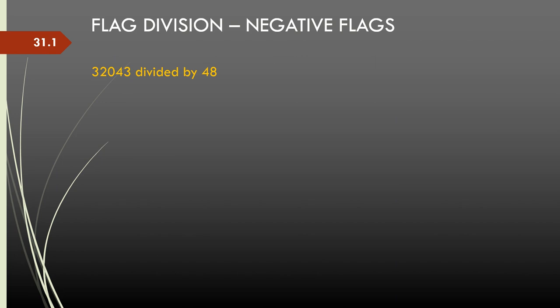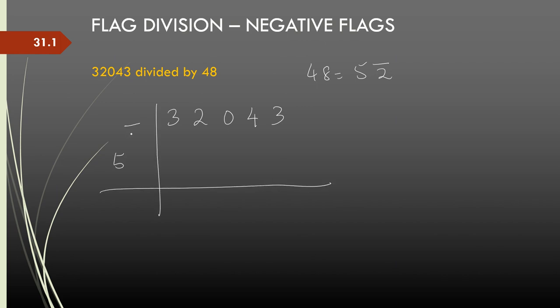For example, if I was dividing 32043 by 48, now 48 in vinculum form is 5 bar 2. Now, let us see what happens if I divide with 5 bar 2. So, I am dividing 3, 2, 0, 4, 3 by 5 bar 2. So, the flag is a negative digit. So, this is the remainder line as usual, one flag digit, one digit from the right. So, let us start dividing.